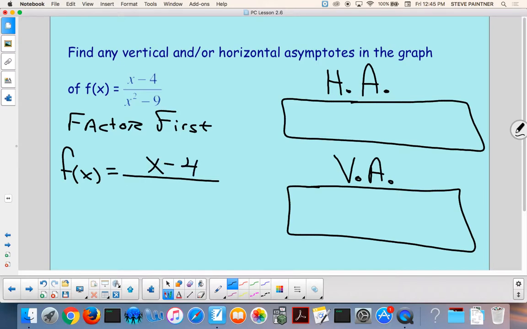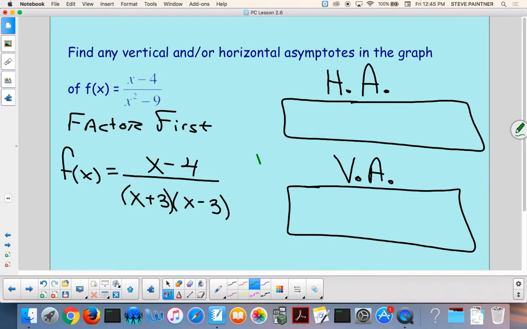X minus 4 over what? X plus 3, x minus 3. Is there any cancellation going on? No. So is it simplified? Yeah, it's simplified. All right, ready? Let's go after vertical first.